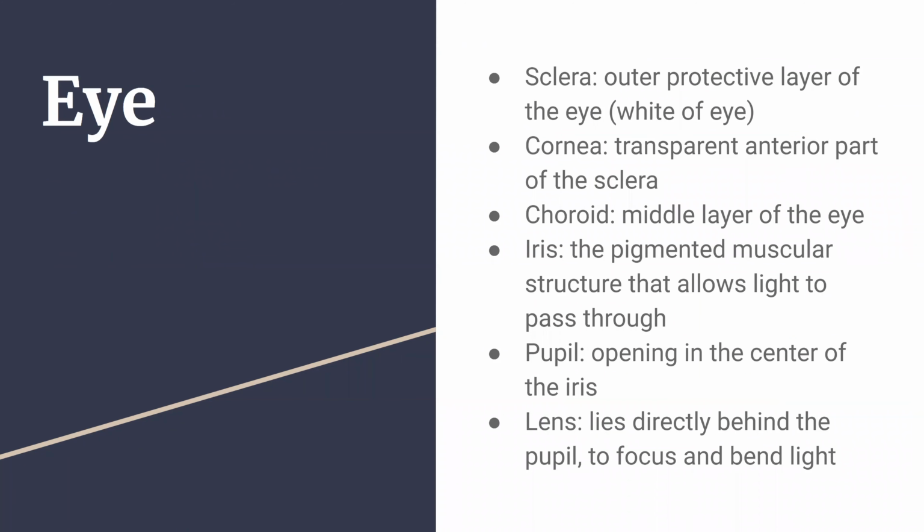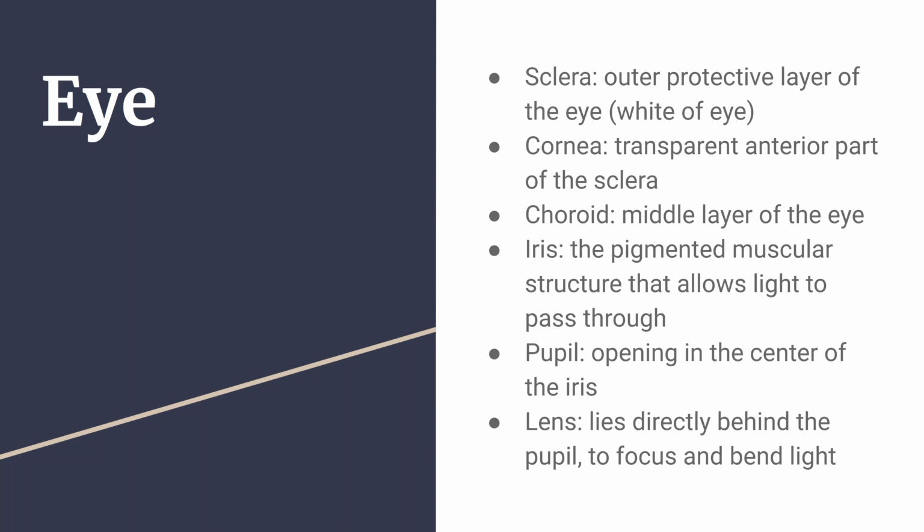So here are definitions of each of those parts. So the sclera is the outer protective layer of the eye. So that's like the white part of the eye. The cornea is the transparent anterior part of the sclera. The choroid is the middle layer of the eye, and the iris is that pigmented muscular structure that allows light to pass through. The pupil is the opening in the center of that iris, okay?